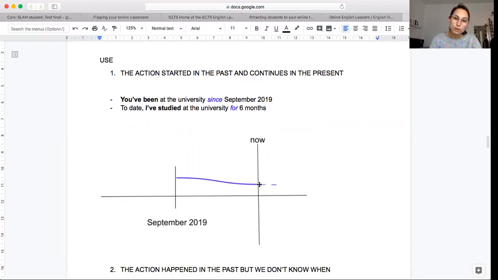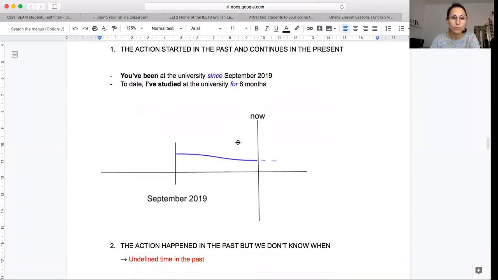Let's have a look at the visual representation of the first sentence. This is now, okay, it's our present. This is our past, and this is our future. September 2019 is a point in the past. You started university here and you have been at the university till now. Okay, so it means that your past is linked to your present, and the action is still valid in the present. Okay, we use since because this is a specific time in the past, and we use for if the time is open.